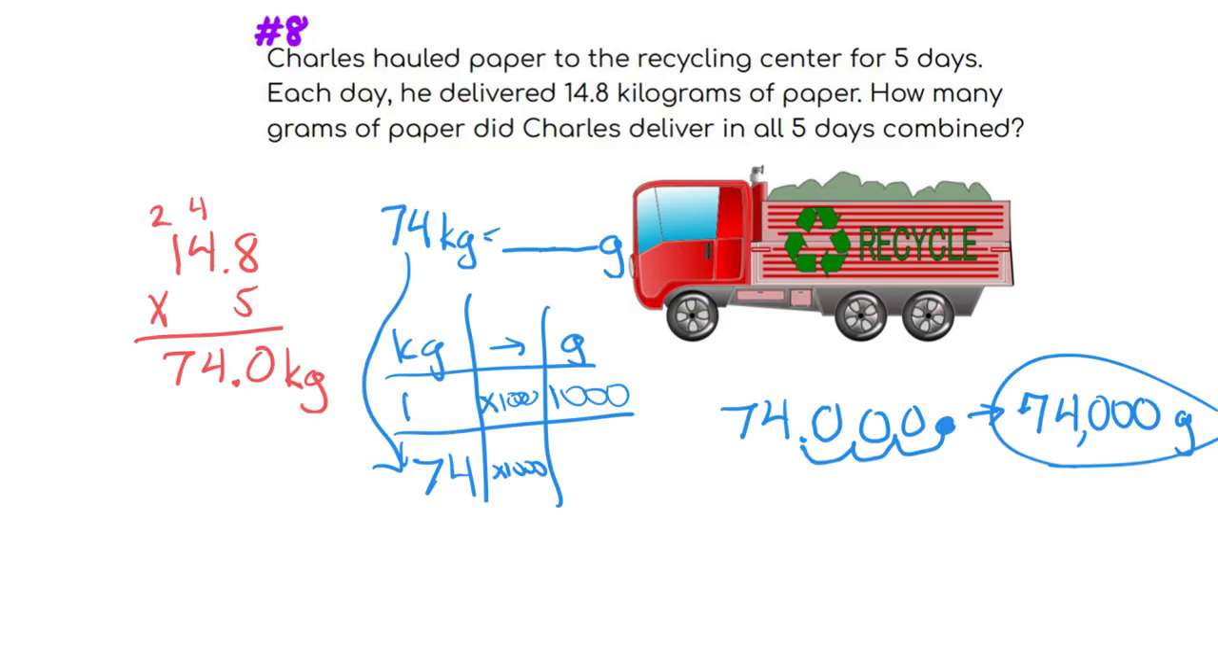Very quickly, I just wanted to show you that there is another way to do this problem. You can switch the order of those 2 steps. You can multiply by the 5 first, finding out that, okay, he delivered 74 kilograms, but then you got to change the 74 kilograms to grams. Same tic-tac-toe board, still multiplying times 1,000, but now it's that 74 that we start with. Decimal goes behind that 74 since it's a whole number, and we move it 3 places to the right, getting that same answer of 74,000 grams.